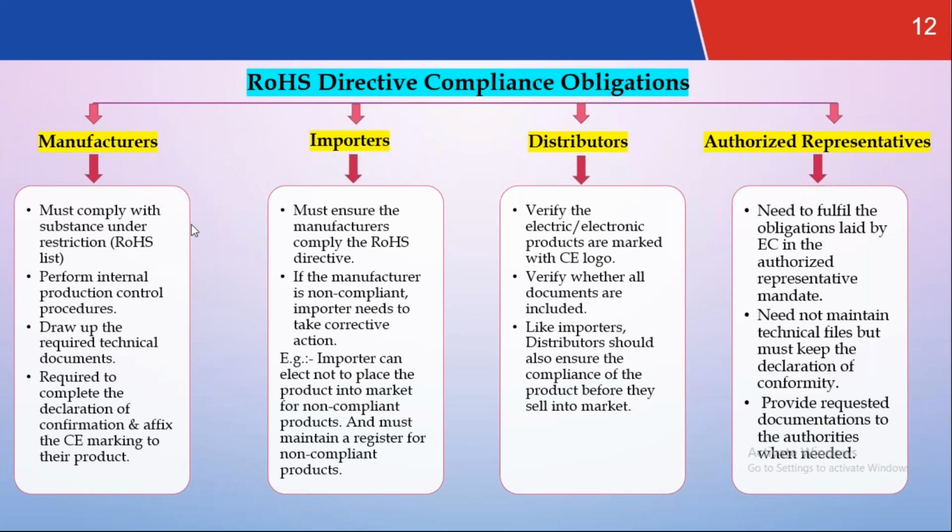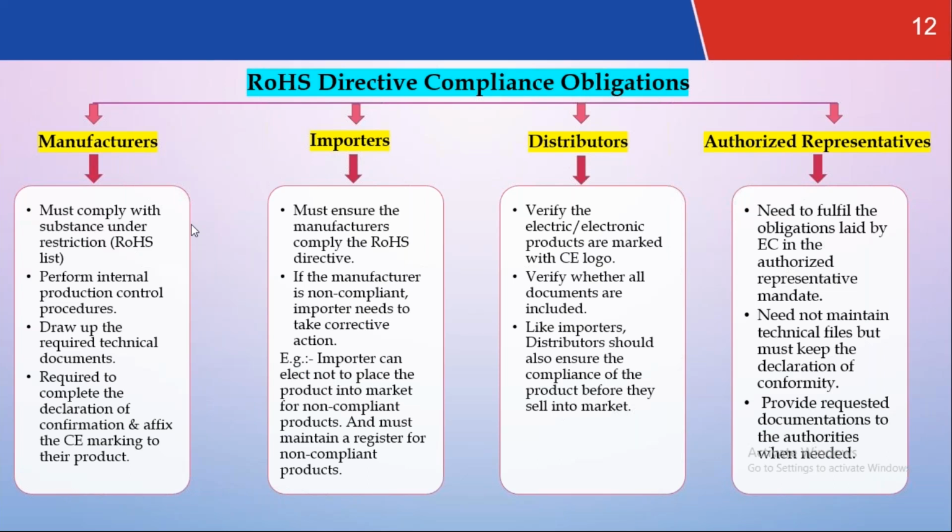Coming to distributors, distributors should verify whether electrical or electronic products are marked with the CE logo. The CE logo is marked by the manufacturer, and distributors have to check before selling the product whether this logo is marked or not. Then they also need to verify whether all the documents are included. Like importers, distributors should also ensure the compliance of the product before they sell into the market. These are the roles of distributors.